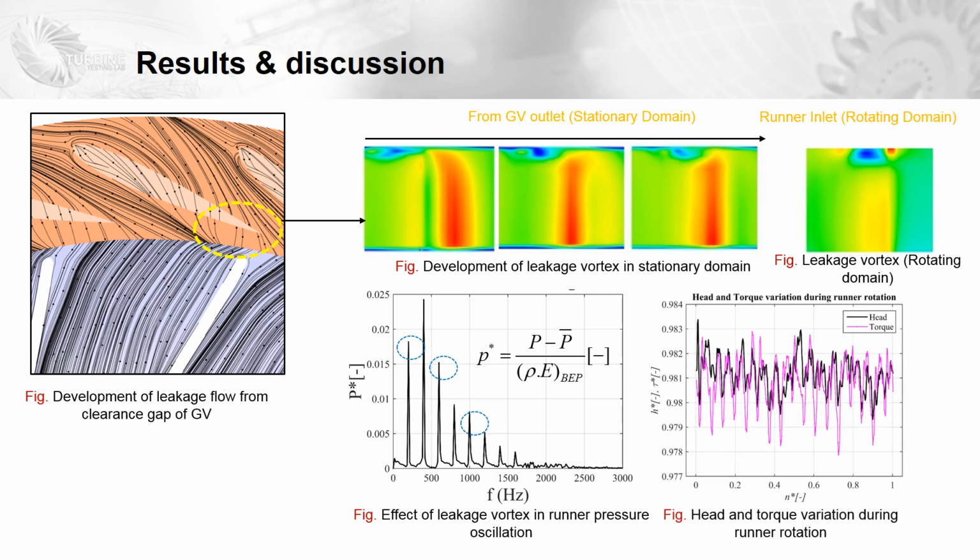Furthermore, the head and the torque variation were also studied during the runner rotation. As you can see, the fluctuations in the torque and the head values are mainly due to the rotor-stator interaction between the guide vanes and the runner. The fluctuations may also be due to the leakage vortex traveling from the guide vane clearance gap.